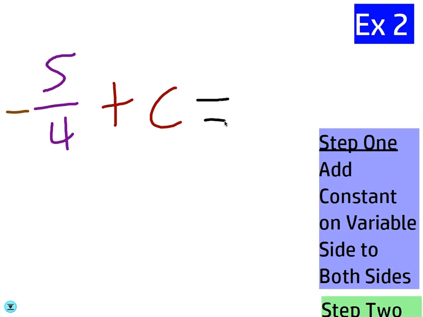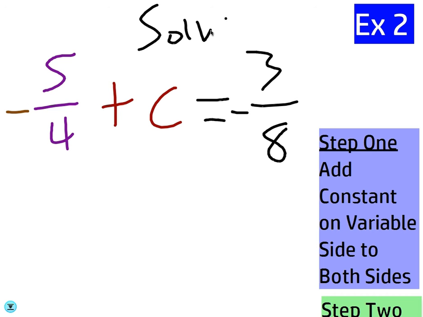I like using the fraction ones. Let's do negative 5/4 plus x plus, let's see, let's do a different one. C equals negative 3/8. And directions again are to solve. Okay, so what does step 1 tell us to do? It says to add the constant on the variable side to both sides.